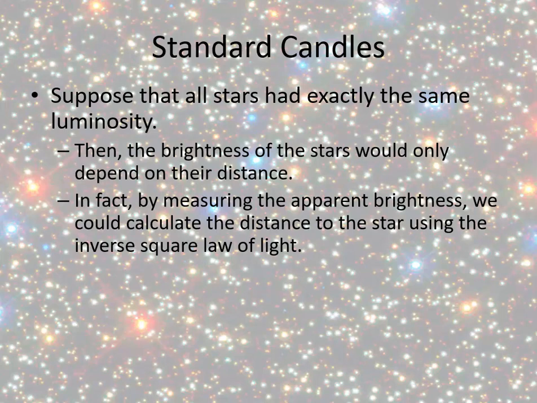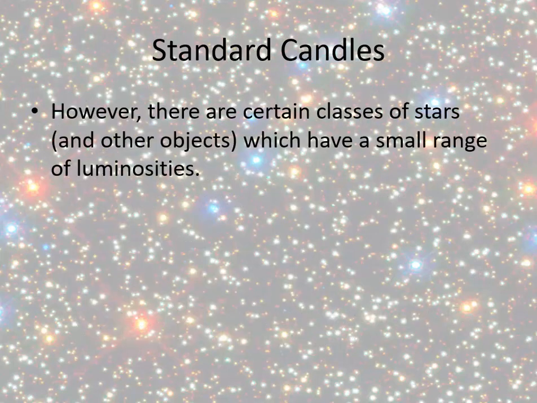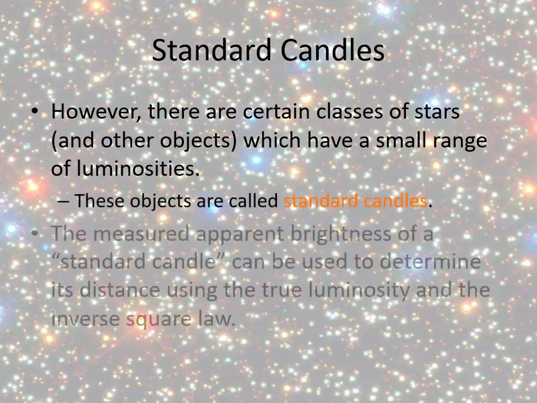But by measuring apparent brightness, in this case, we would be able to calculate the distance of that star using the fact that brightness is luminosity over 4 pi d squared, because again, if they all have the same luminosity, that means we know the luminosity. Of course, naturally, we're not so lucky. Stars have a range of luminosities, and they have a range of distances. But there are certain classes that have a small range of luminosities, or their range of luminosities is something that can be calibrated like Henrietta Leavitt did, and these are called standard candles.